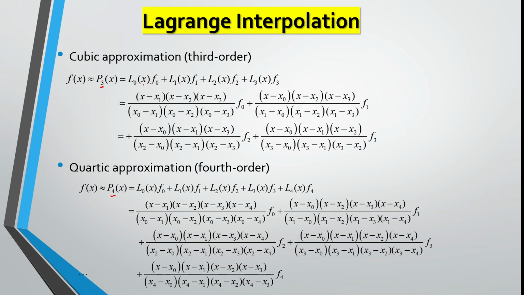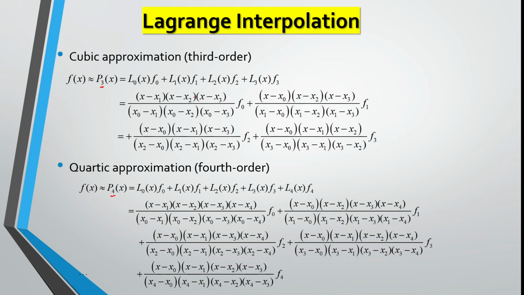When you want to construct L0(x), you use x minus the points, not from number 0. So x1, x2, x3, because you go up to P3. So the denominator is the same thing, similar to the numerator, you just replace the x by x0. For L1, x minus a point, not from number 1. So x minus x0, x minus x2, x minus x3. And then for the denominator, you replace x by x1.